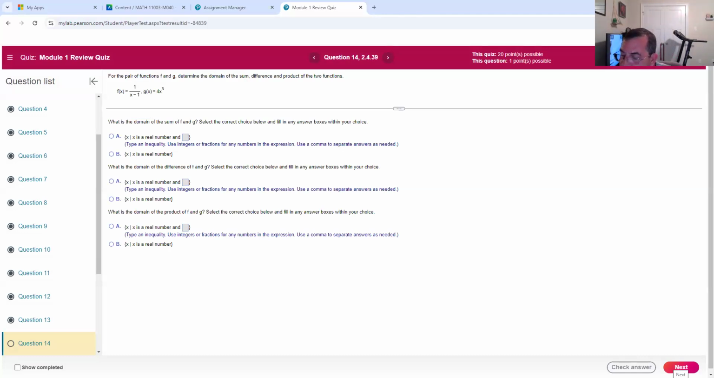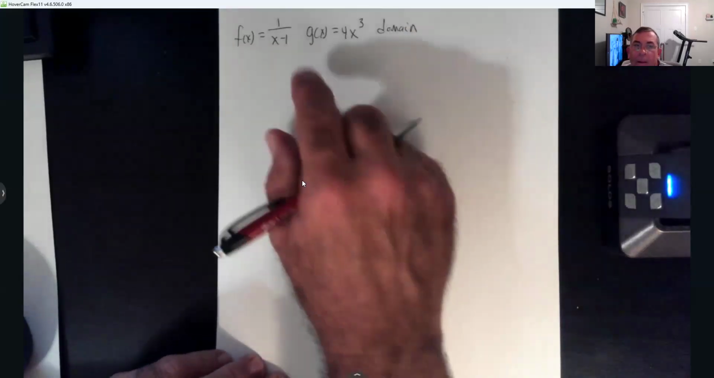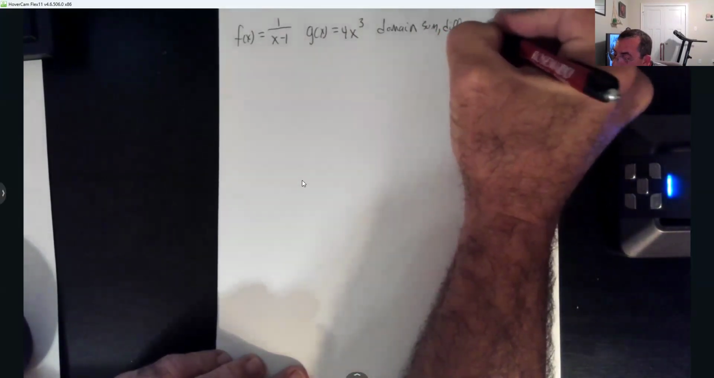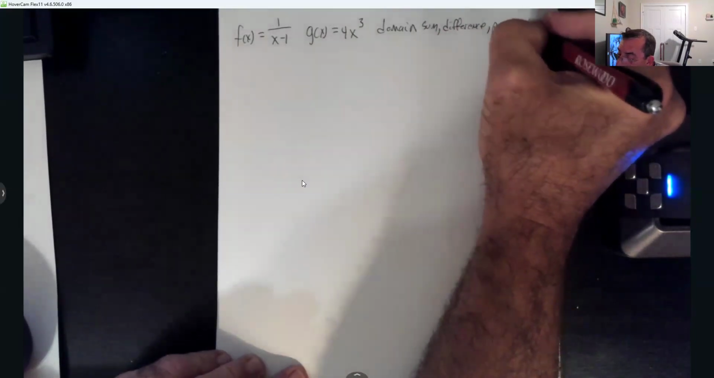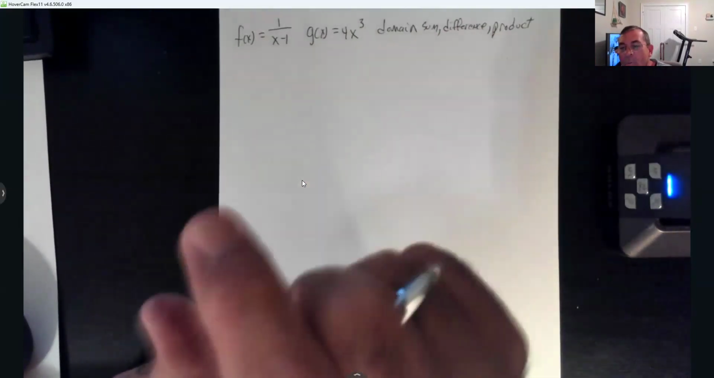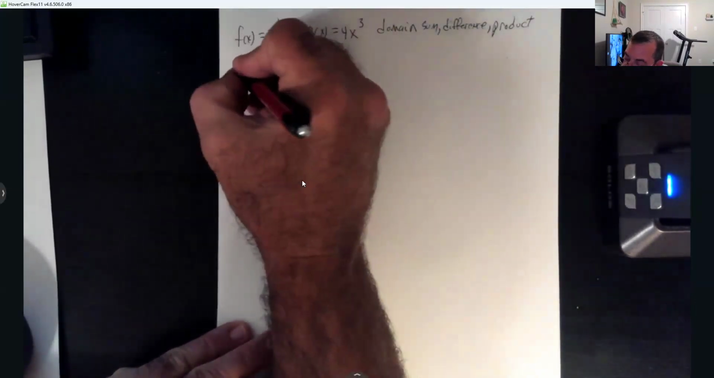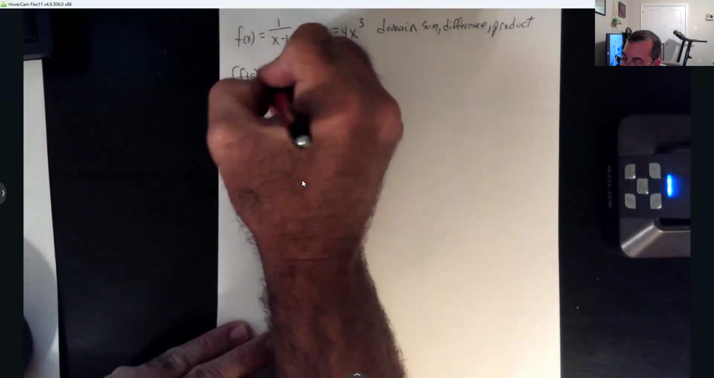All right, y'all, so let me write these down. F of x equals 1 over x minus 1. G of x equals 4x to the third. They want me to find the domain of the sum, difference, and product. Now, we also learned doing homework with this section that the sum, difference, and product always had the same domain. So if I can figure out the domain of the first one, I know what's going to happen to the next of them, okay? So the sum would be f plus g of x.